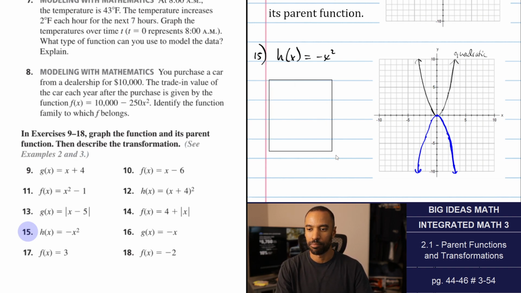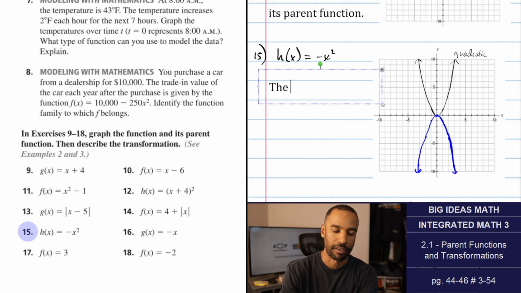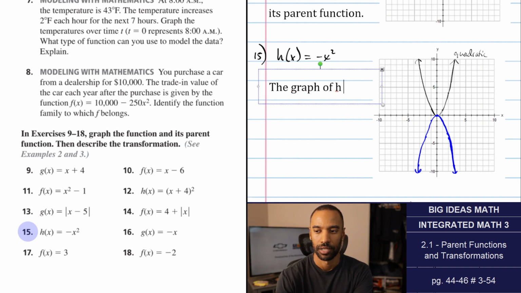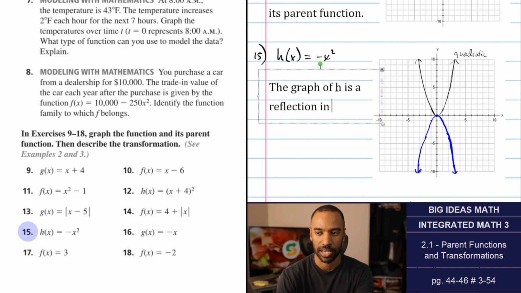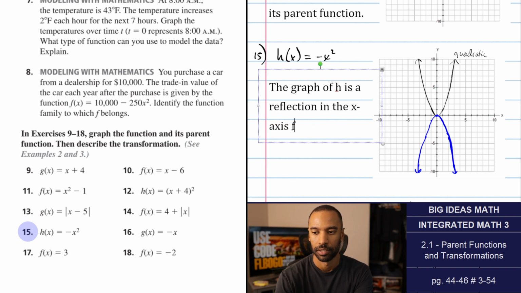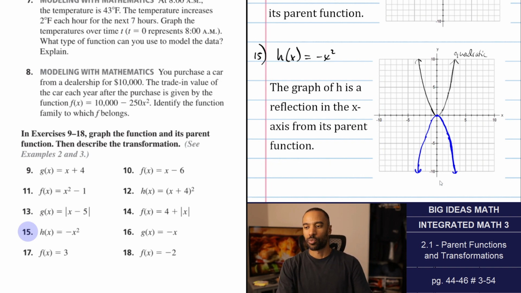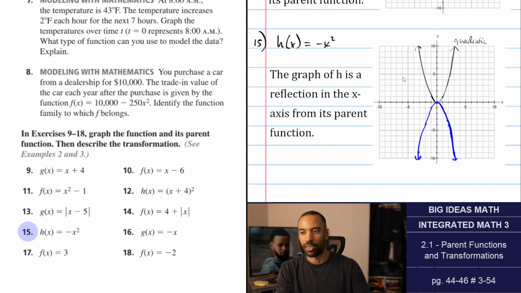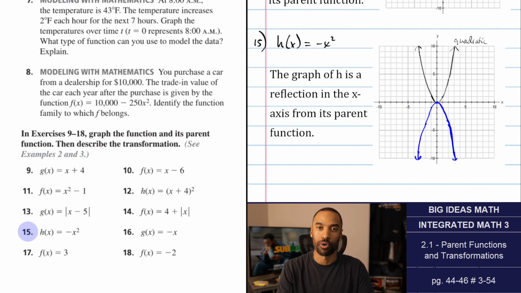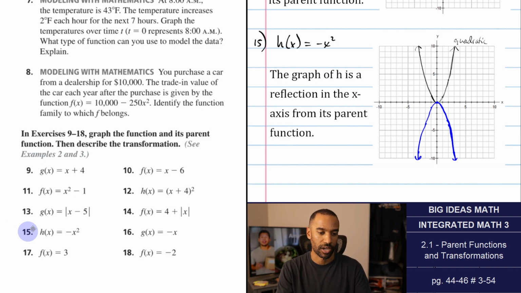But the graph of h, maybe it wasn't the letter h, but the graph of h is a reflection in the x-axis from its parent function, compared to its parent function. And that's what we're doing right there. Make sure you still draw your arrows and all that kind of stuff. It's just a flipped over version. Once we get combinations of functions, we'll have to do some more things. Maybe we translate after, maybe we stretch, I don't know.